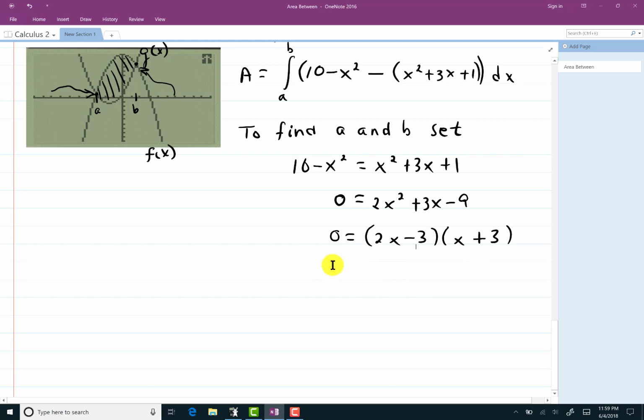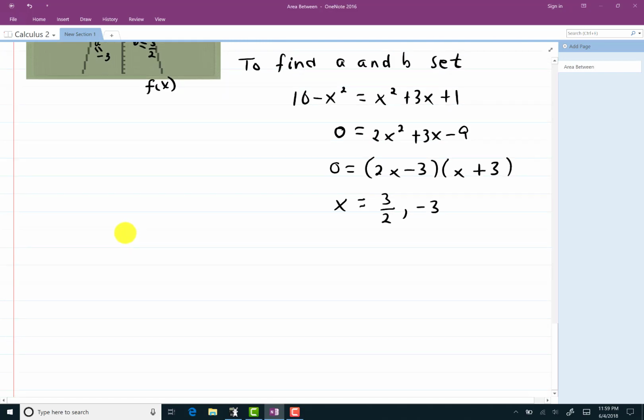So when I set each of the factors equal to 0, I get x equals 3/2 and -3. So this one here, the a, equals -3. It certainly looks like it from the graph. And the b equals 3/2. So let's go ahead and put my area again.